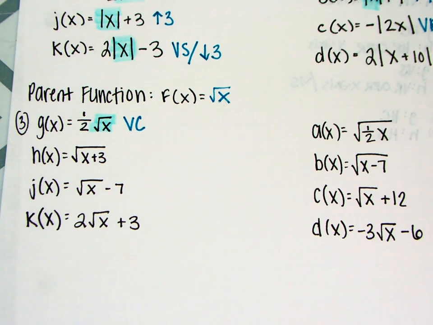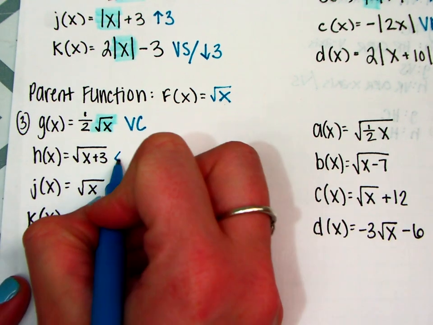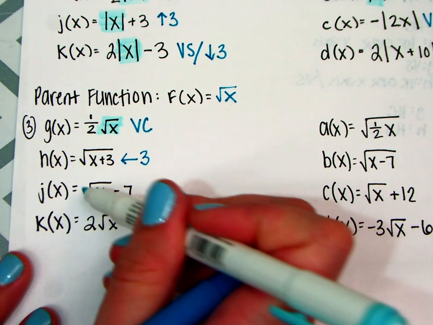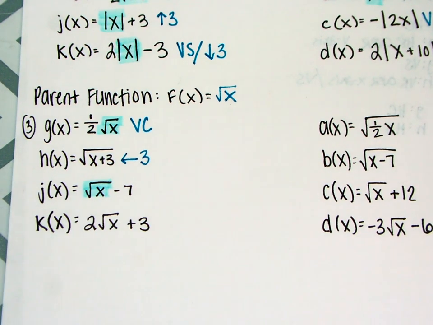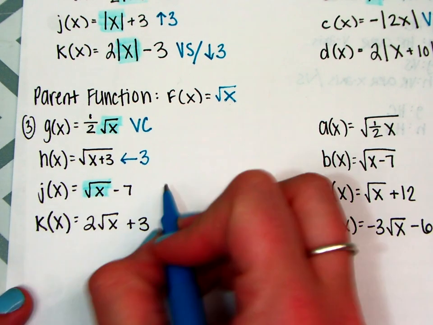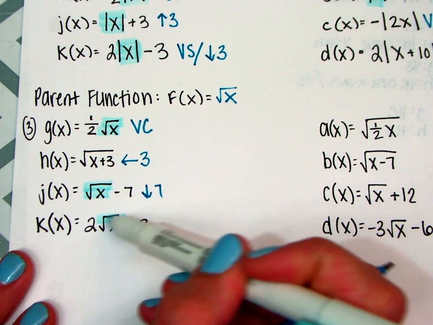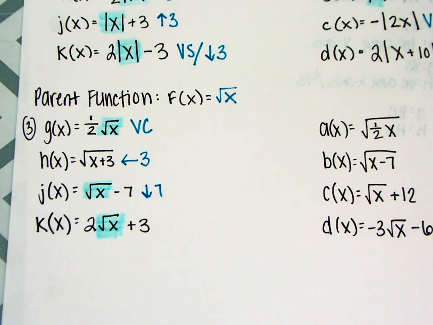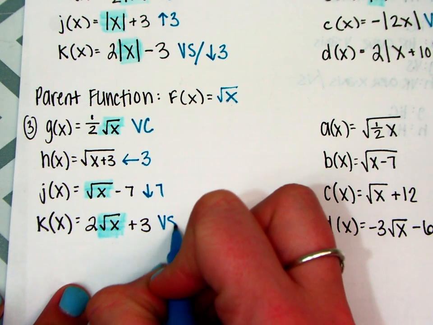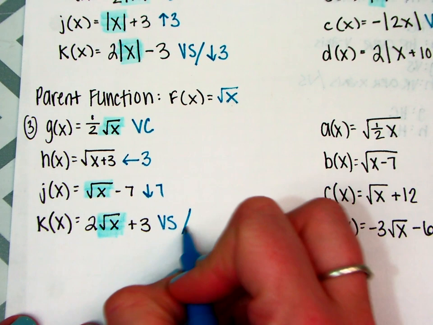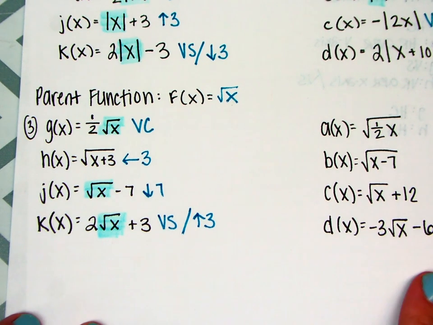On H, that positive 3 is inside the function, so it shifts the opposite direction of how you think, so it goes left 3. On J, the square root of x is not messed with, so this negative 7 just means down 7. On K, I have a 2 on the outside that is multiplying, so bigger than 1, that's a vertical stretch, meaning it's being pulled this direction. And the positive 3 just means I'm going up 3.